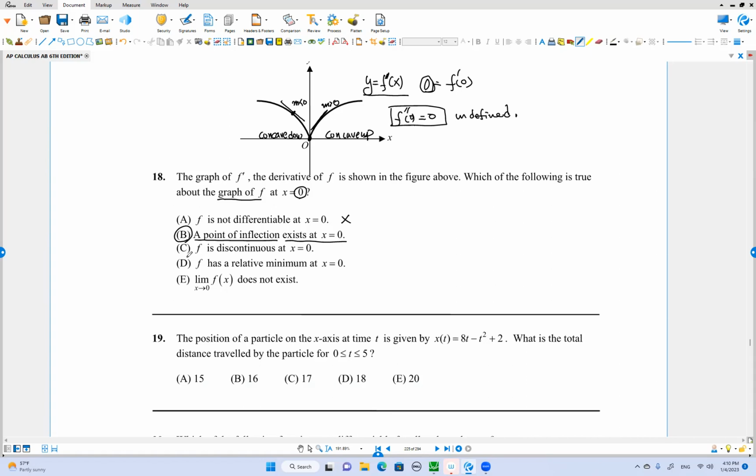F is discontinuous at x equals 0? No, at x equals 0, we have a derivative. That is what? Continuous. Okay, that is continuous. F has a relative maximum at x equals 0? No, that is what? Positive, positive, increase, increase again. Okay, increase, increase again. Right, that is not a relative minimum. Relative minimum is what? Decreasing, increasing, right?